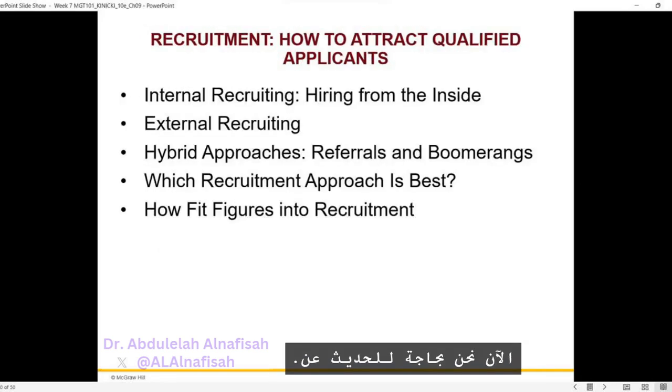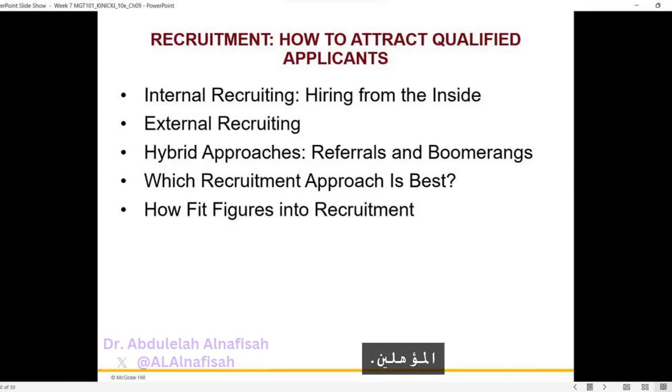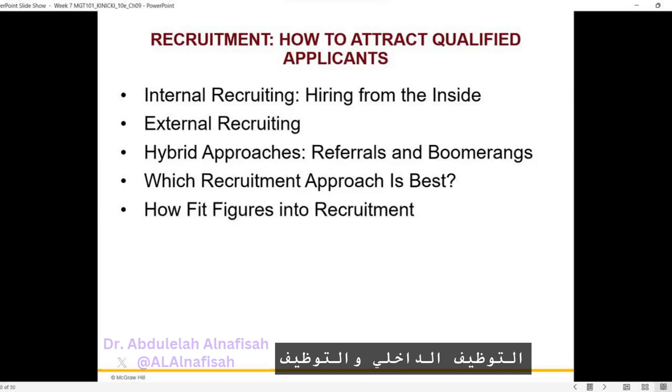Now we need to talk about an important topic, which is recruitment. How to attract qualified applicants. There are 3 ways to attract qualified applicants: internal recruiting, external recruiting, and hybrid approaches. Let's further explore each approach. Internal recruiting, hiring from the inside.